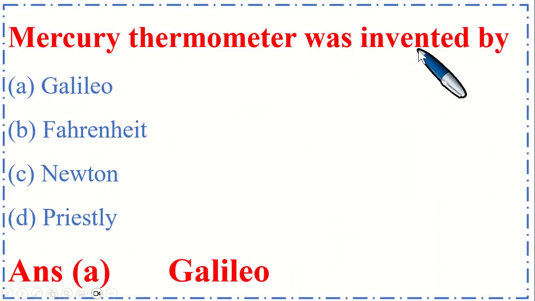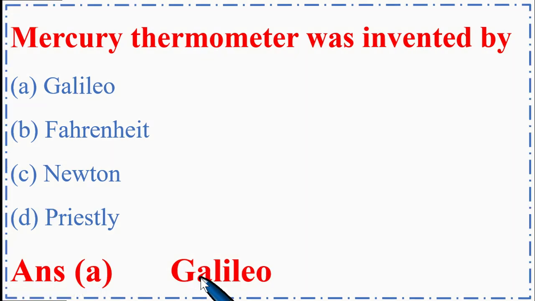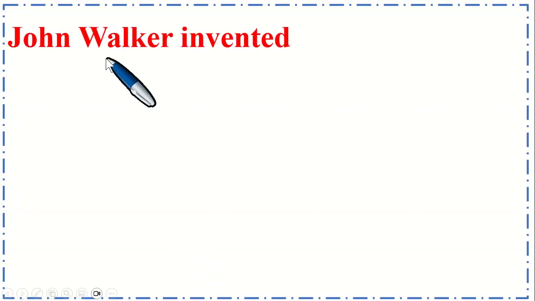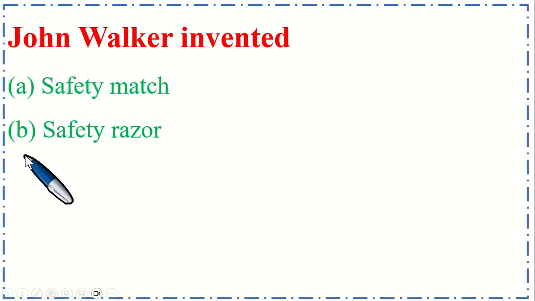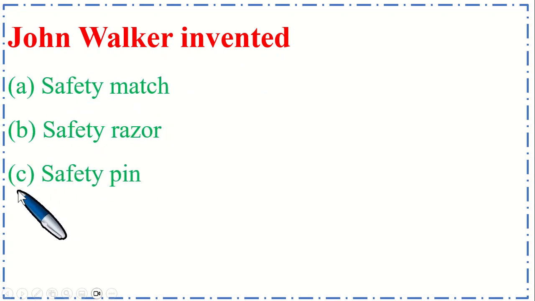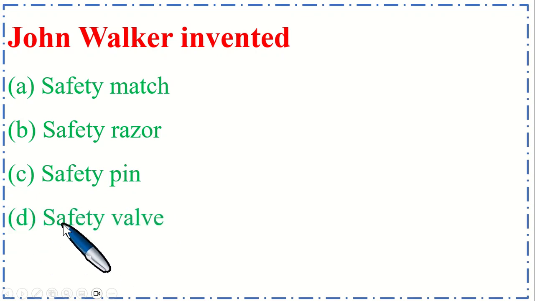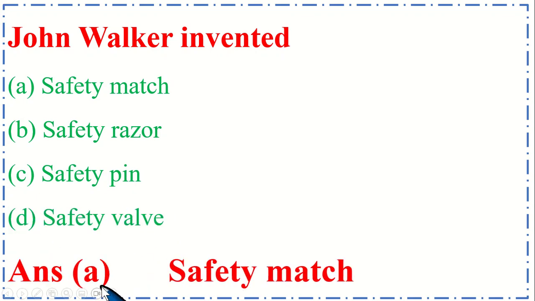Mercury thermometer was invented by option A Galileo is correct option. John Walker invented option A safety match, B safety razor, option C safety pin, and option D safety valve. So the correct option is A safety match.